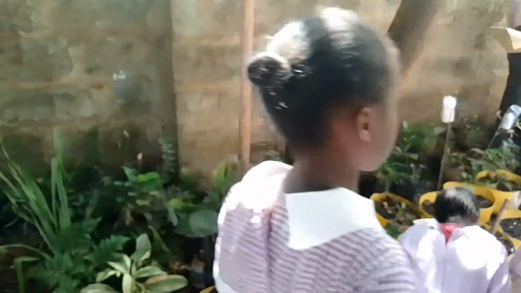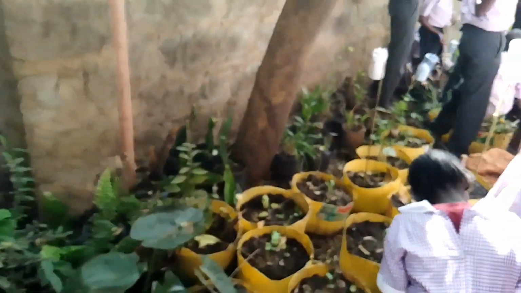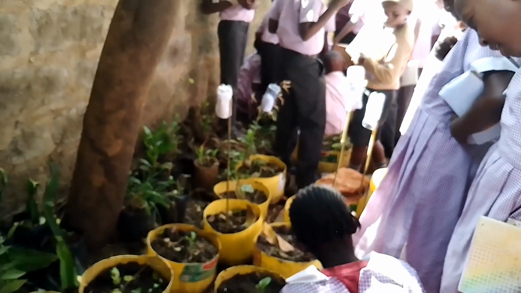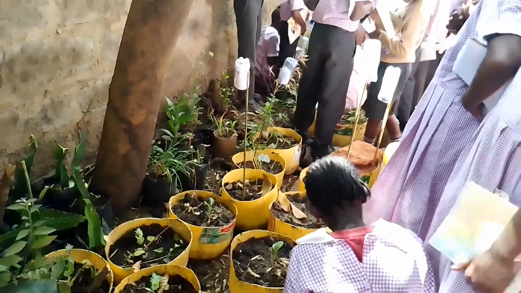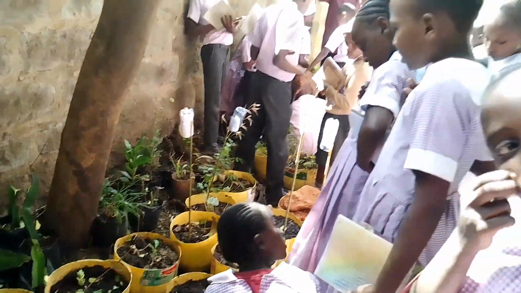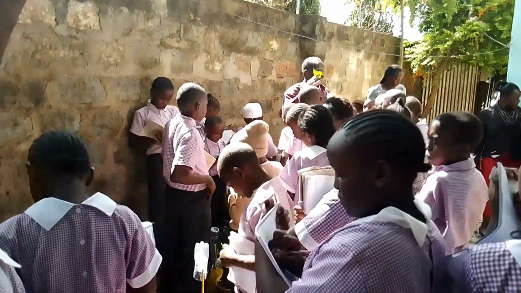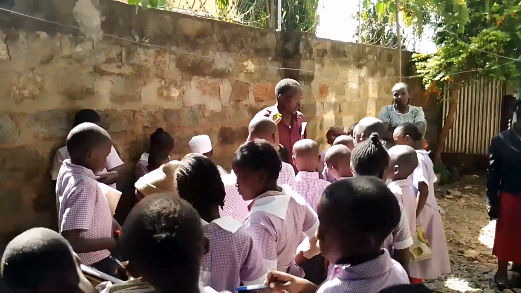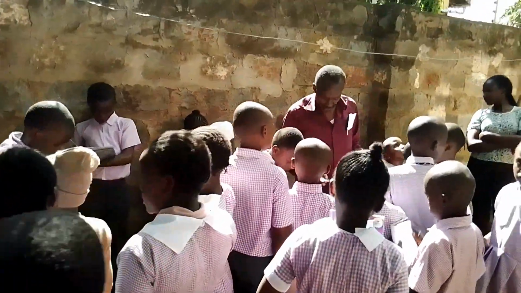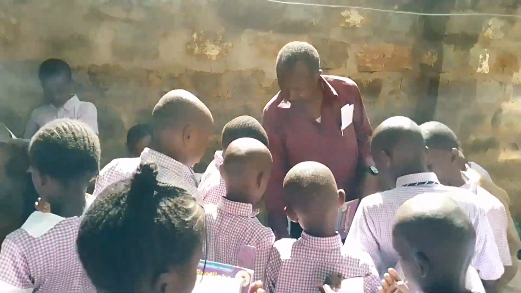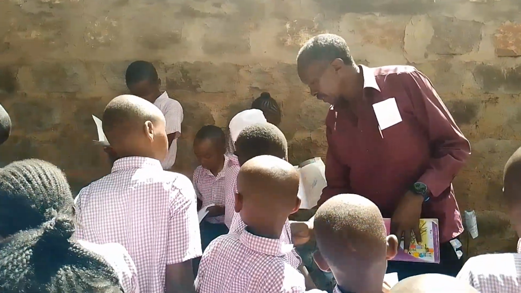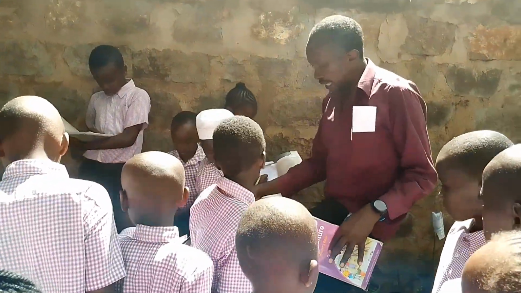The other one here is the sweet potato. The sweet potato, this one, we propagate it by planting vines. And it's already growing here, okay?